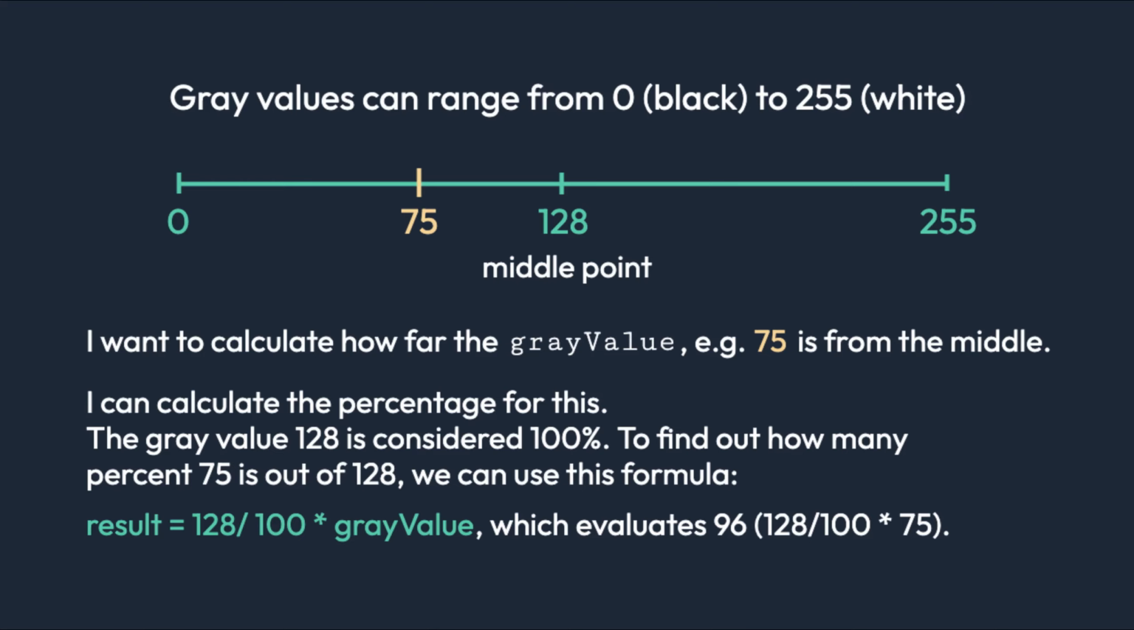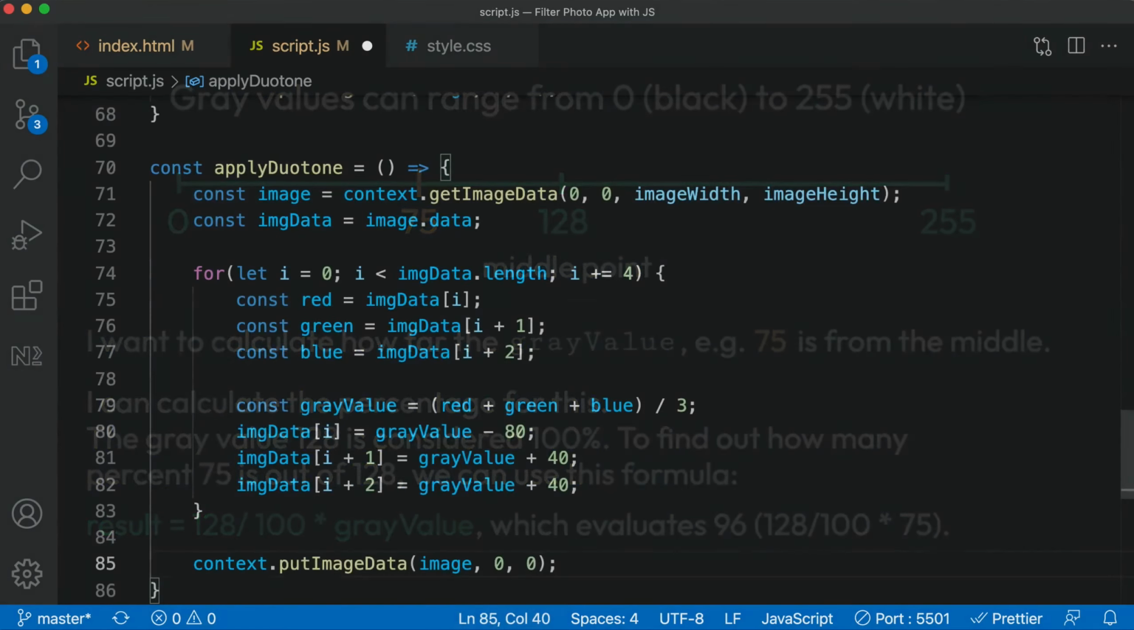To apply a duotone, I want to check how far away the gray value is from this middle point. For this, I can use percentage. As 128 is the reference point from which I want to calculate the difference, 128 becomes the 100% mark. Then, with the formula 128 divided by 100 and multiplied by the gray value, I can figure out how much percent the gray value is of 128.